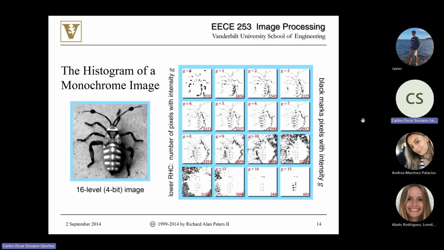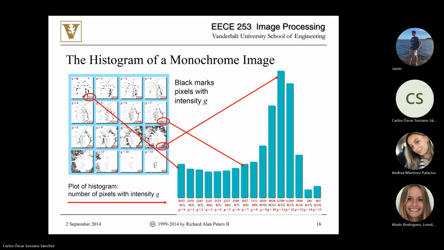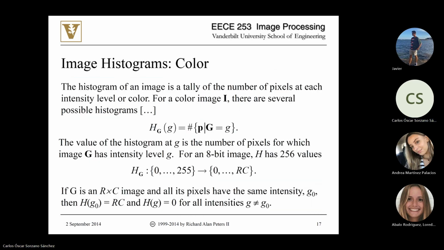And now we have to count how many times we have these values. Value 0, we have 2932. So this is the number of pixels that have this value. And then value 1, 2454, and so on. Okay, so now we have the histogram. Very good. So the domain is the gray value, and the range is at most the number of pixels. The maximum number of pixels is the number of rows times the number of columns.